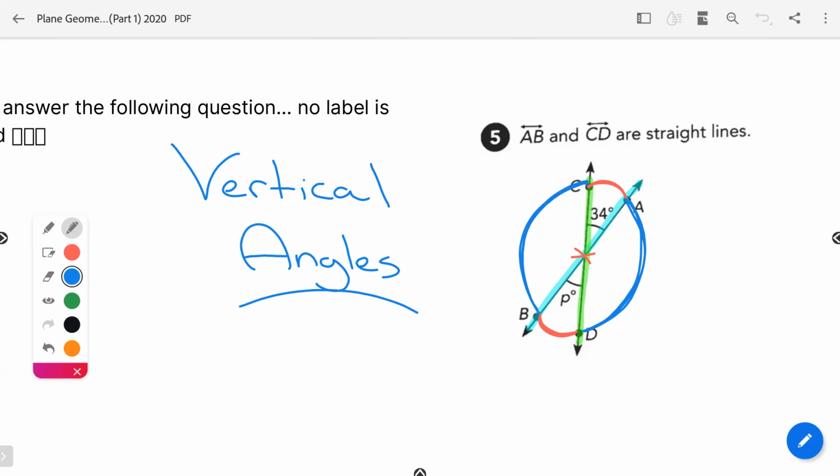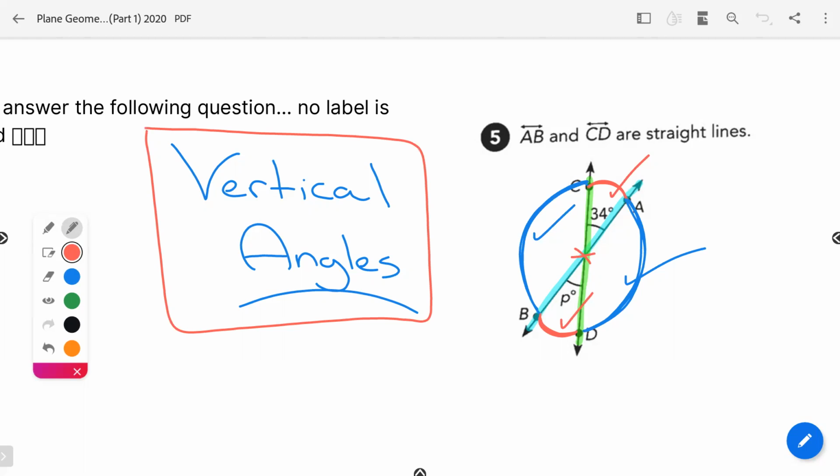Now, remember when it comes to vertical angles, let your eyes be the judge of things, right? Because the bottom line is seeing is believing. When you look at this, you're going to say, hey, this angle right here and this angle right here are exactly the same. And also that this angle right here and this angle right here are exactly the same. And you'd be right, because that's what you know about vertical angles.